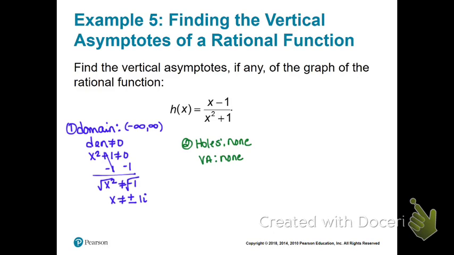All right, and if you tried it, if you set the x squared plus 1 equal to 0, you're going to end up with that plus or minus 1i again anyways. Okay? So therefore, there is no vertical asymptote or holes because your domain is all real numbers.